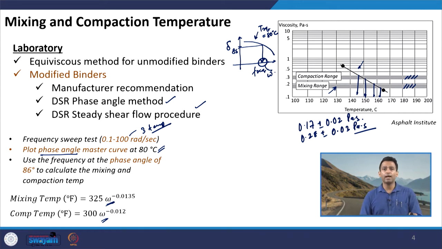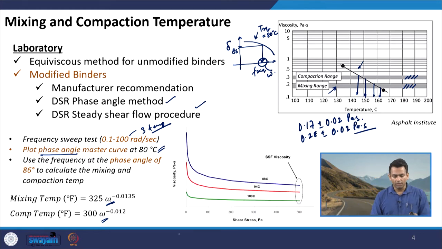Another method which has been identified by Asphalt Institute is the DSR steady shear flow procedure. In this, what do we do?